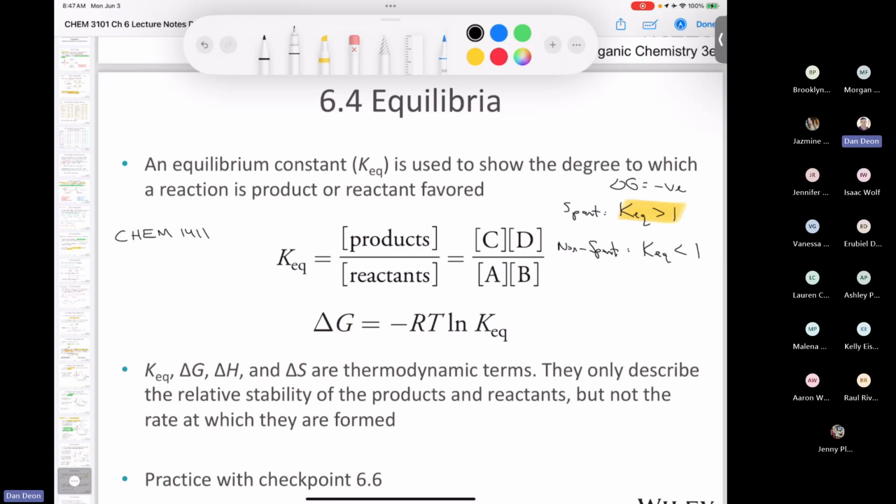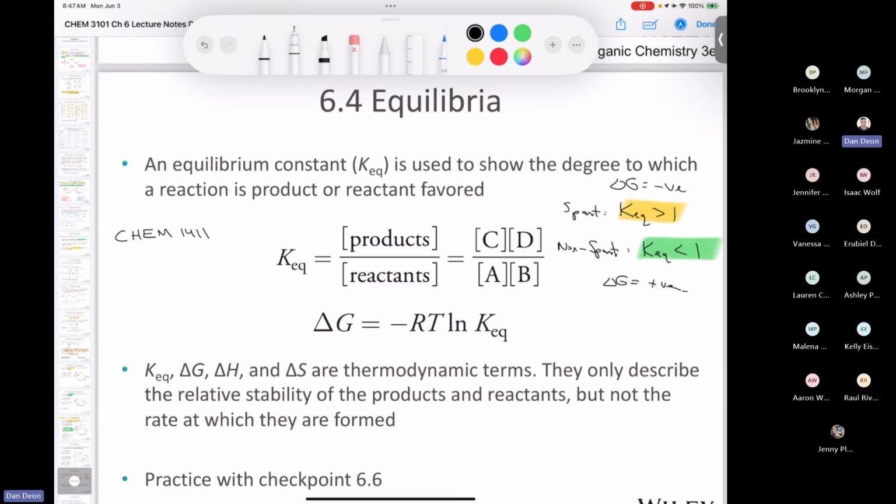However, if you take the natural logarithm, you can try it. Take the natural log of 0.5. You're going to get a negative number. You take a negative multiplied by a negative, you get a positive. So that explains why when you have a non-spontaneous reaction, K equilibrium is going to be less than 1. And in that case, your delta G is going to be positive, like that.